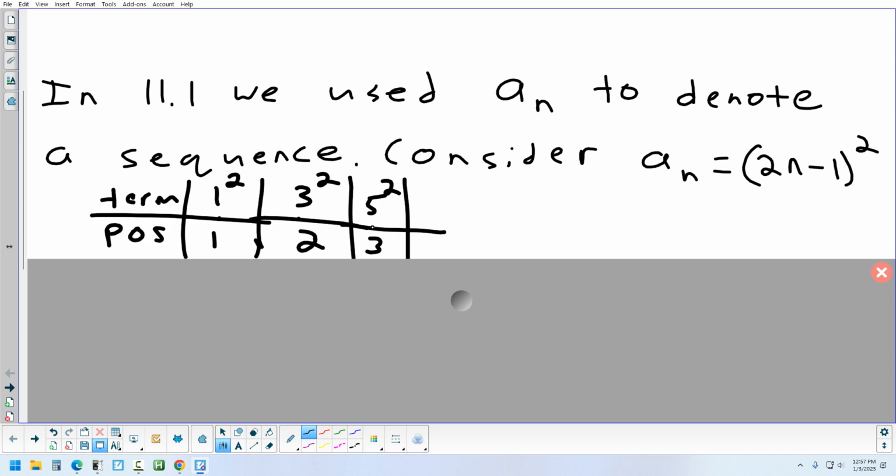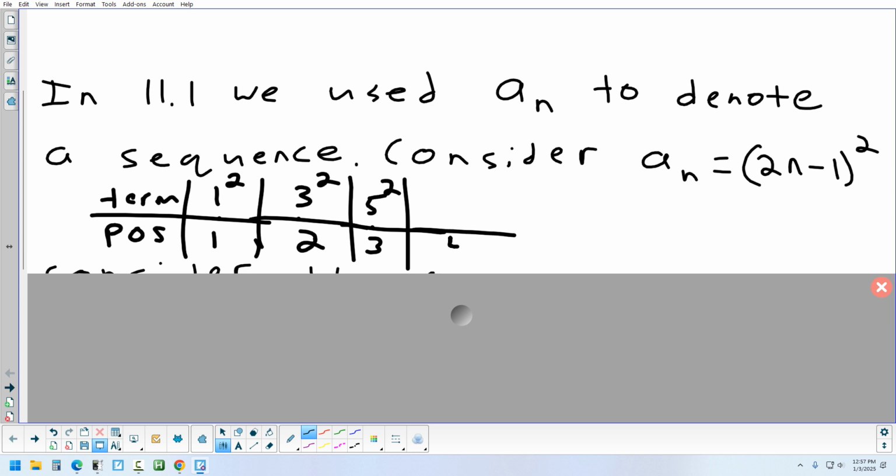All right. Thank you. Let's do one more. If you plug in 4, what do you get inside the parentheses? 7, and then it's to the second power. Now let's do those out. What's 1 squared? 1. 3 squared? 9. 5 squared? 25. And 7 squared? 49. How do you know that? They're perfect squares.